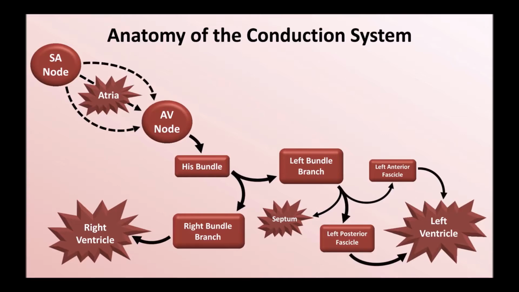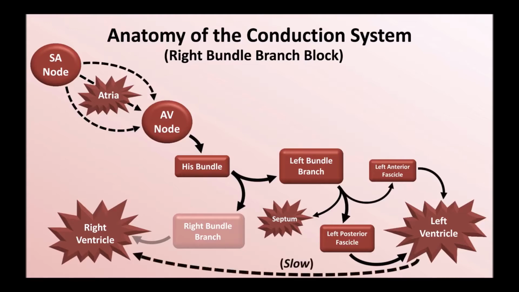In some circumstances, when the right bundle is non-functional, known as a right bundle branch block, the right ventricle must receive the signal for depolarization from the left ventricle. Since this signal is not transmitted along the same specialized conductive tissues that comprise the bundle branches, depolarization of the right ventricle is slow compared to the left. This results in a wide QRS complex.